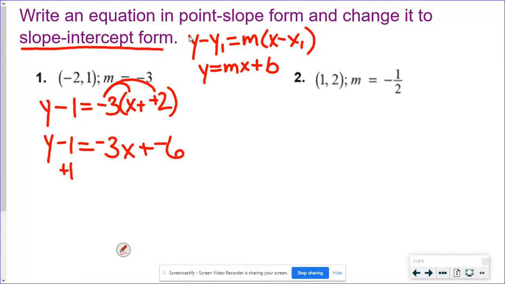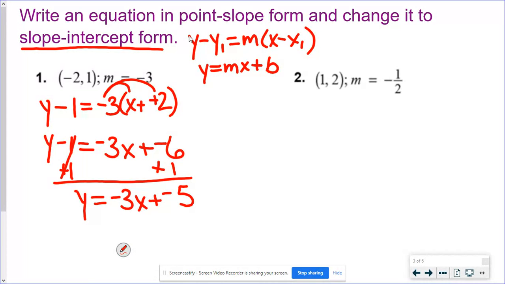And then be careful where you put that plus 1. It doesn't go with the x because it doesn't have an x. So I would put it right underneath that negative 6. My equation is going to be y equals negative 3x plus a negative, or just minus 5. And there it is in slope intercept form.